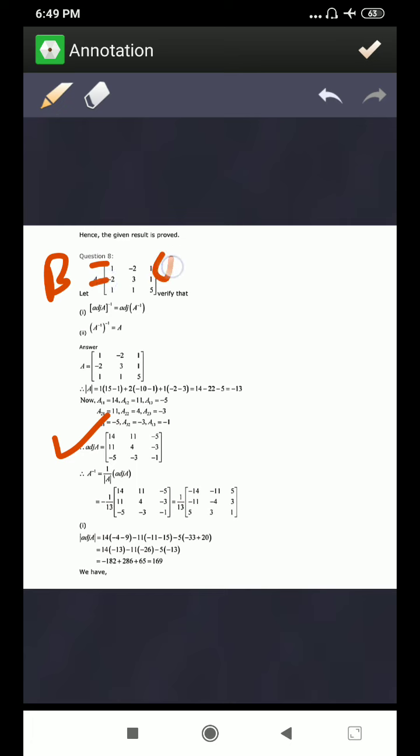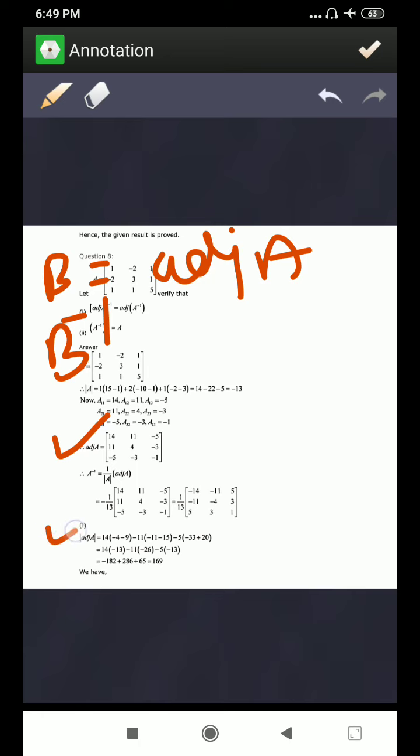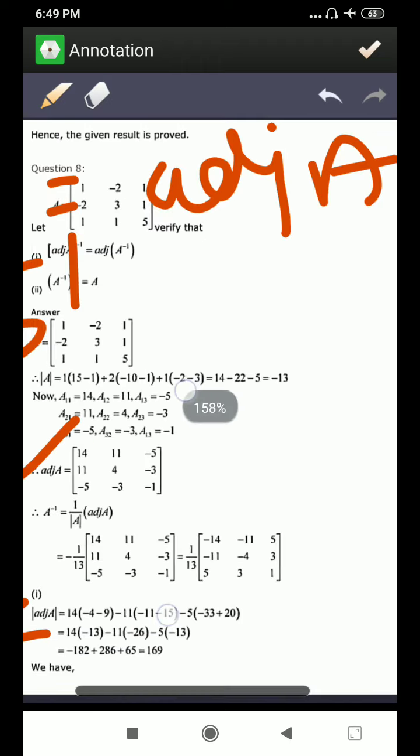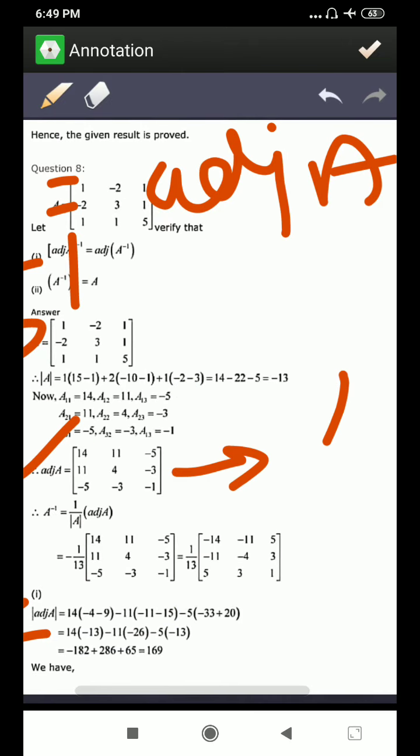B equal to adjoint of A. So adjoint of A inverse means B inverse, you will find. First of all, you get the value of determinant of this adjoint of A, that can also be represented as B only. You find the value of determinant of this adjoint of A, and it comes out to be 169. Calculate this.